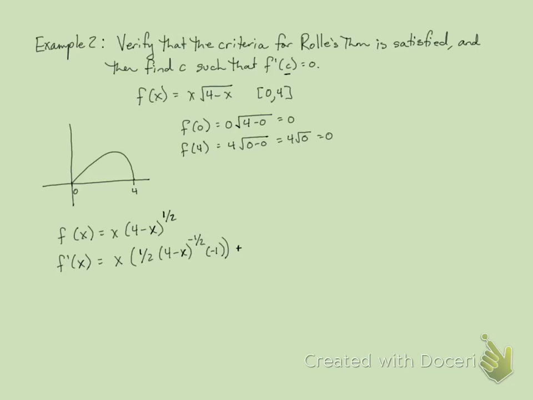Plus the second times the derivative of the first. So 4 minus x to the 1/2 times the derivative of x, which is 1.